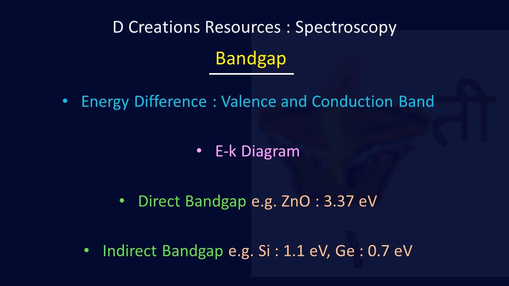And this difference between direct and indirect band gap semiconductors is very easily explained through an E-k diagram. So if you just draw an E-k diagram, you will be able to see the difference between direct and indirect band gap semiconductors.